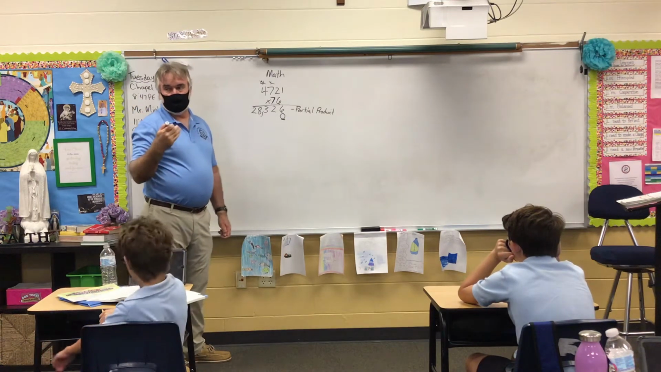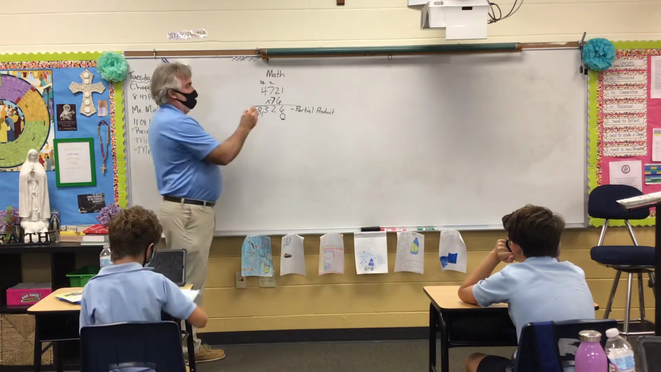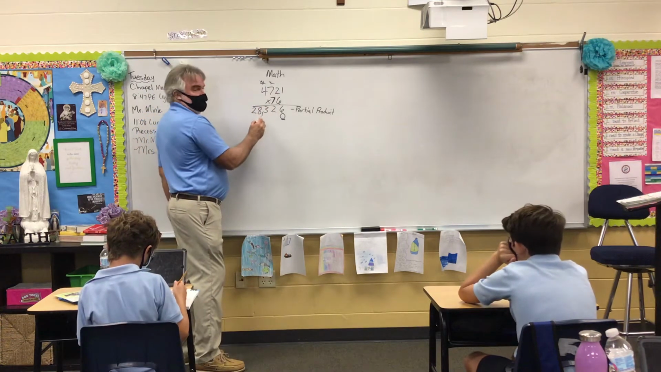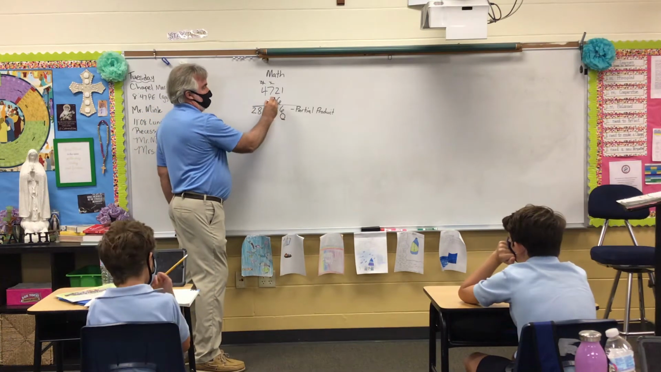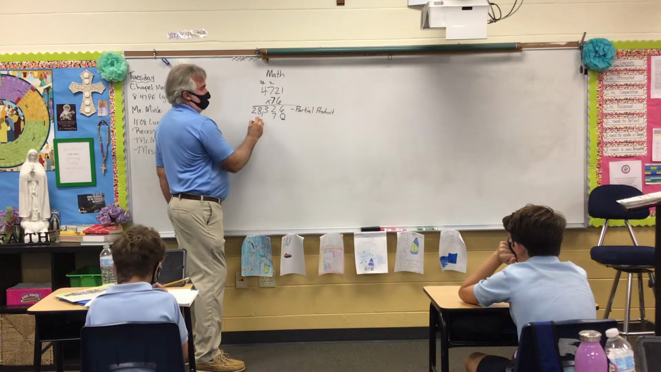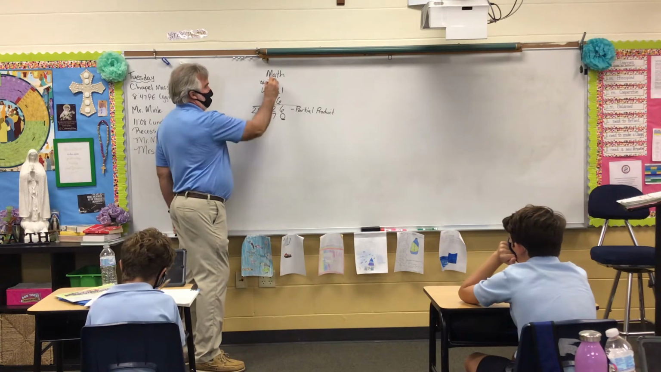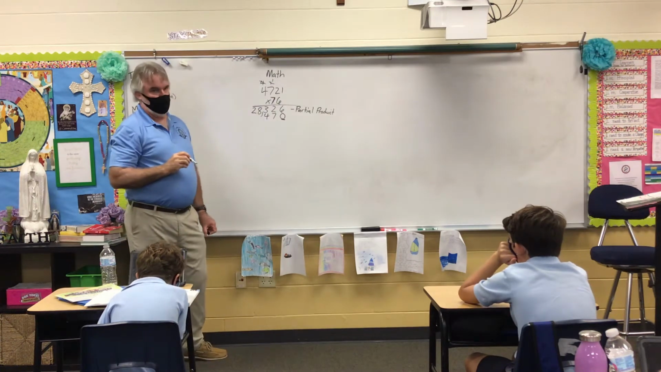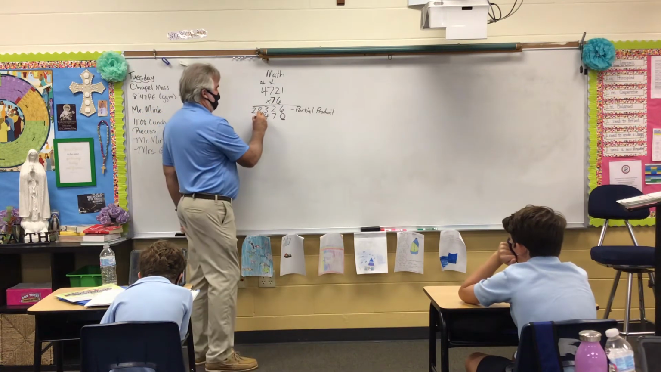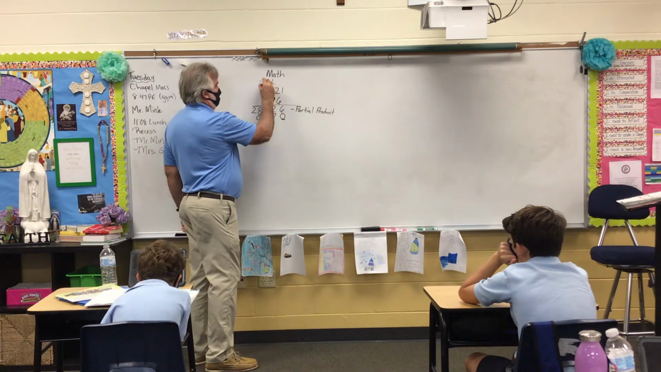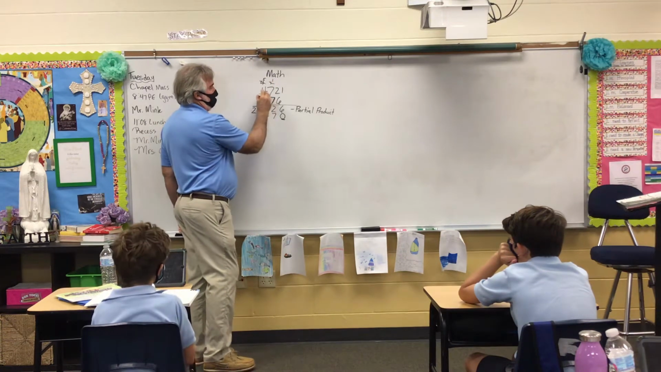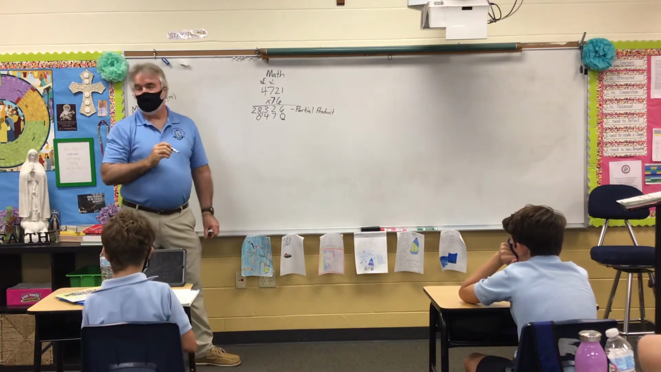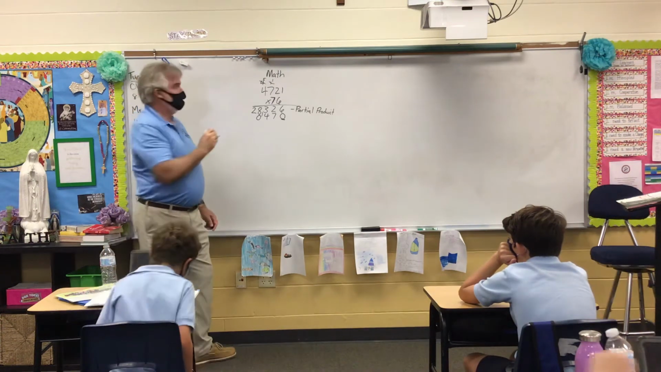Lucas, let's pay attention. 7 times 1 is 7. 7 times 2, 14. Put 4 down, put 1 up. 7 times 7, 49. Plus 1? 50. Now I'm putting a 5 up. 7 times 4? 28. Plus 5? 33. 33.